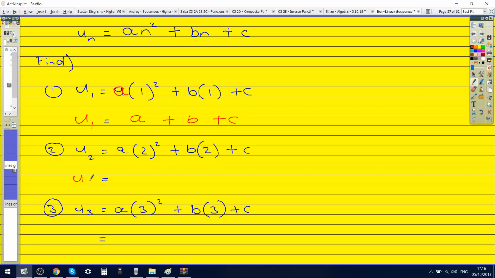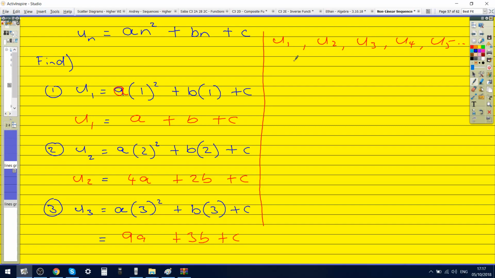How about u2? So you're subbing 2 for n. 4a plus 2b plus c. And when you sub 3? 9a plus 3b plus c. So what we have is a sequence. u1 is the first term, u2 is the second term, u3 is the third term, u4 fourth, and so on.